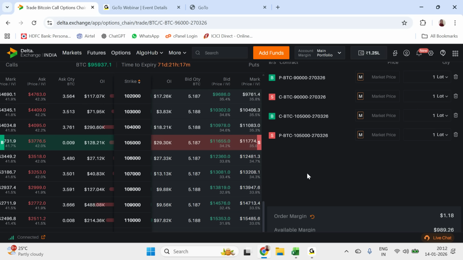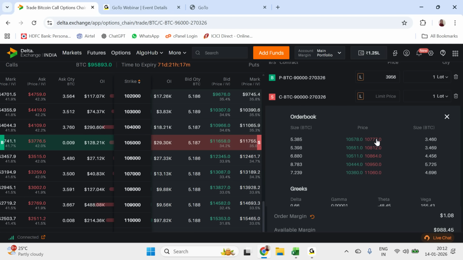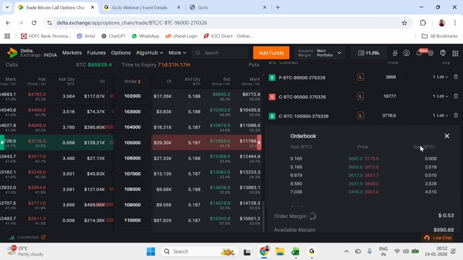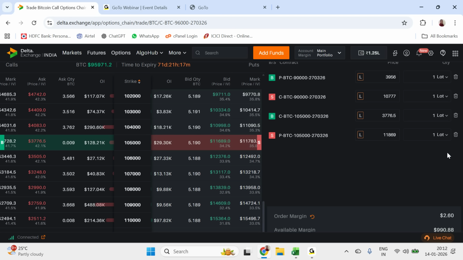So 105 call buy. As I said to you, this is the price we will put. This is your box, and random. So 10,000, 12,000, 15,000, we have to put it. I have put almost 10,000 points from the current level. So almost it has come to that.